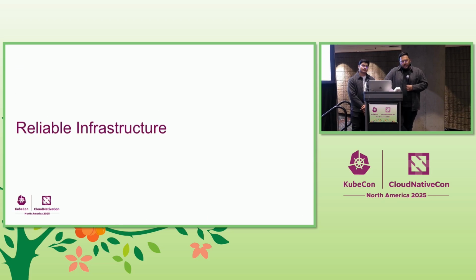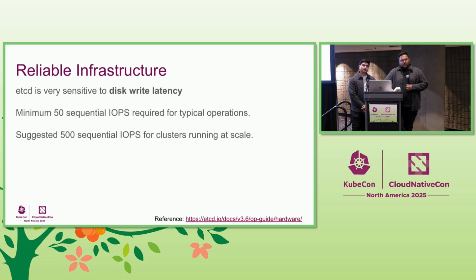Next up, a lot of network issues can hamper performance. Even before network, one of the important things is disk write latency. Because etcd keeps writing data to disk, it's highly susceptible to disk write latency. So what etcd suggests is you have disks which have minimum 50 sequential IOPS for typical operation, and for clusters running at scale, it should be minimum 500 sequential IOPS.